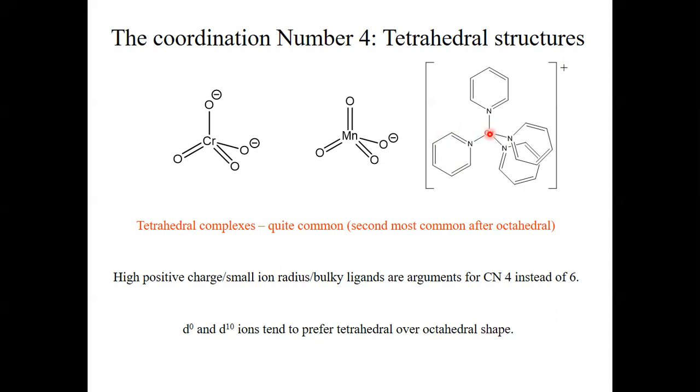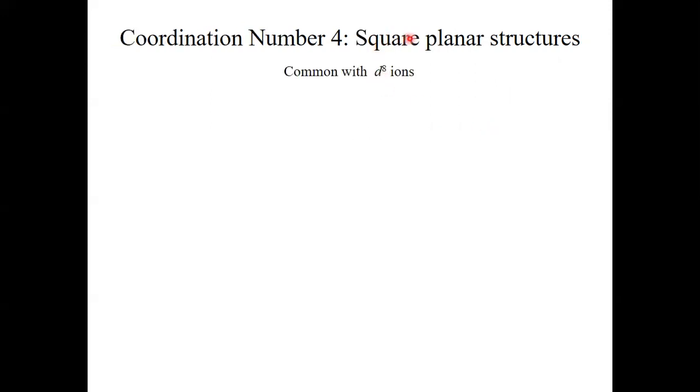The second most common shape for coordination number 4 is the square planar shape. The square planar shape is not as favorable as the tetrahedral shape from the point of view of steric repulsion of ligands. However, certain electron configurations, in particular the d8 electron configuration for metal ions, favor square planar structures over tetrahedral structures. Why this is would require a deeper understanding of the bonding in these structures, and we'll get to that later in this course.